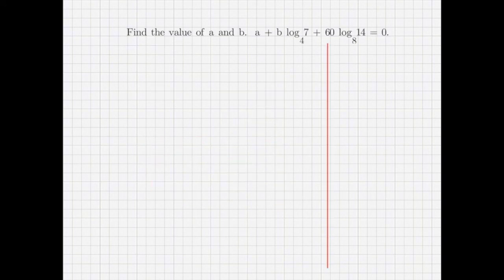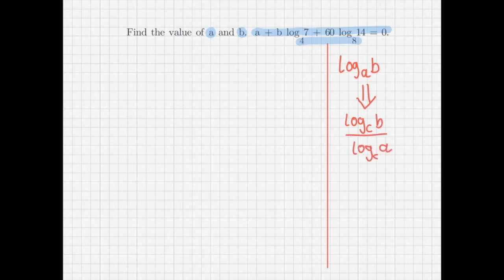Let's look at how to do this question. In this question, we have to find the value of a and b given this equation. So before we start, we have to revise an important rule, which is the change of base rule. When we are given something like this, we can change the base and write it like so. We can use this over here.